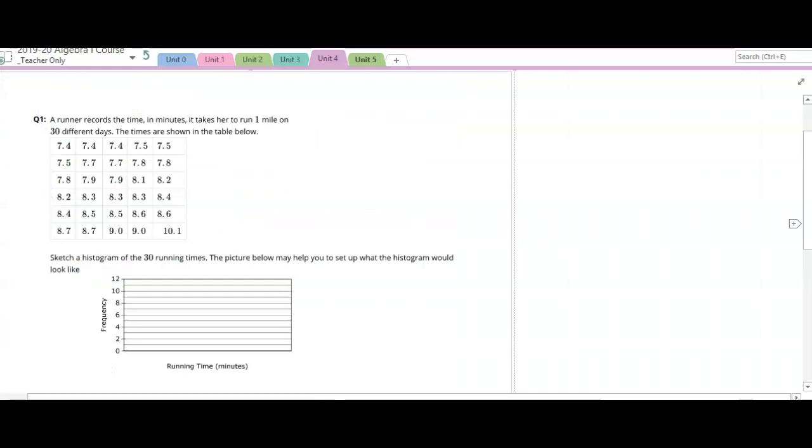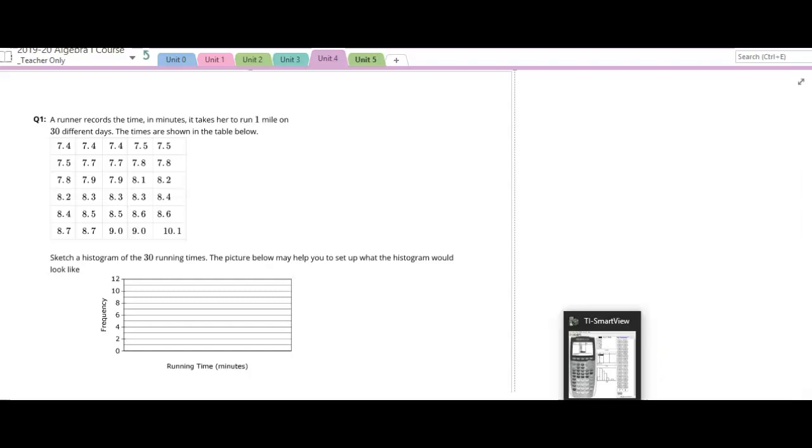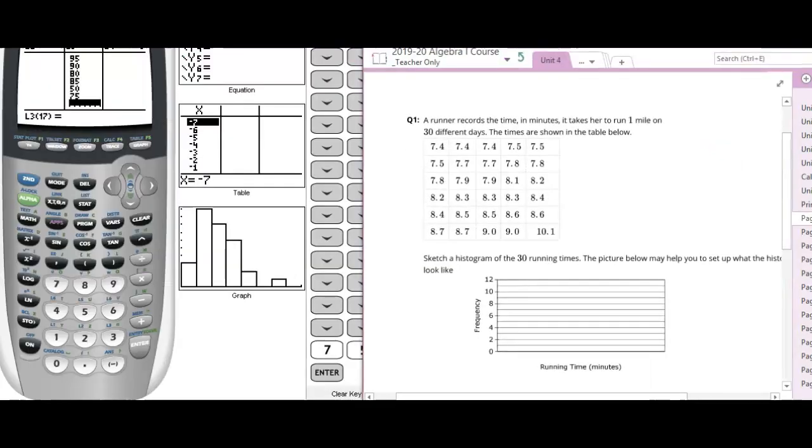A lot of what we're doing in this unit should be reviewed, but there are some new features as well. So the first one, we're looking at a runner recording the time in minutes it takes her to run a mile on 30 different days, and the times are shown in the table. We want to sketch a histogram, but we don't want to do this by hand when we have technology at our fingertips. We have a lot of different options available. We can use Desmos, we can use our graphing calculators. Today, I'm going to use the TI graphing calculator to do this.